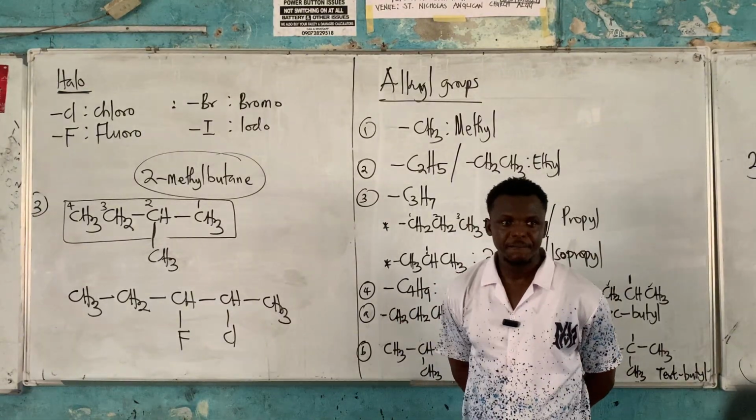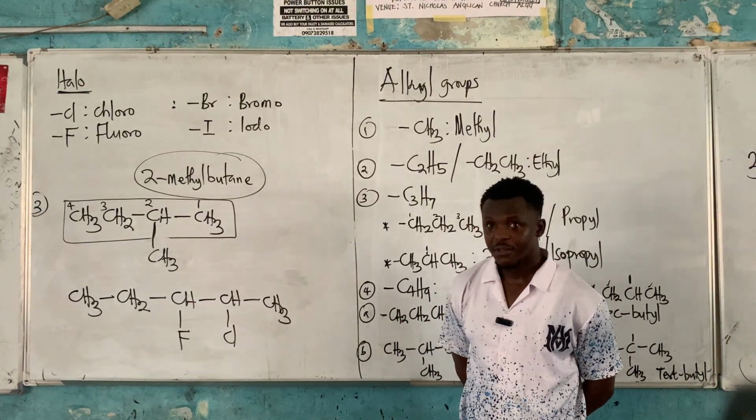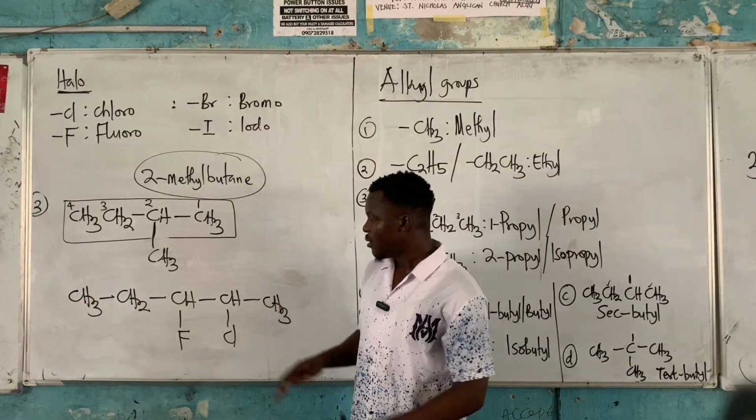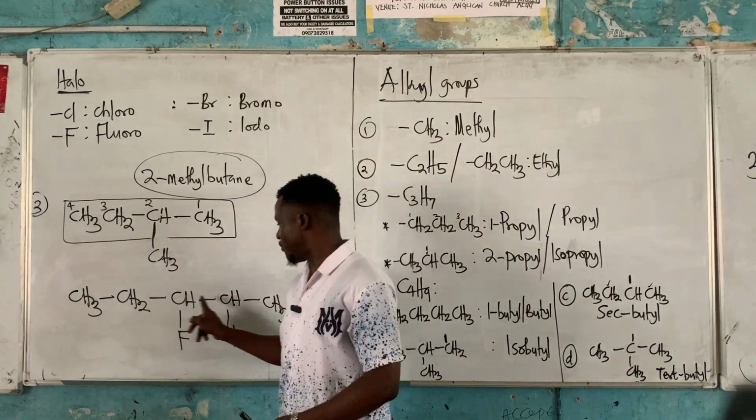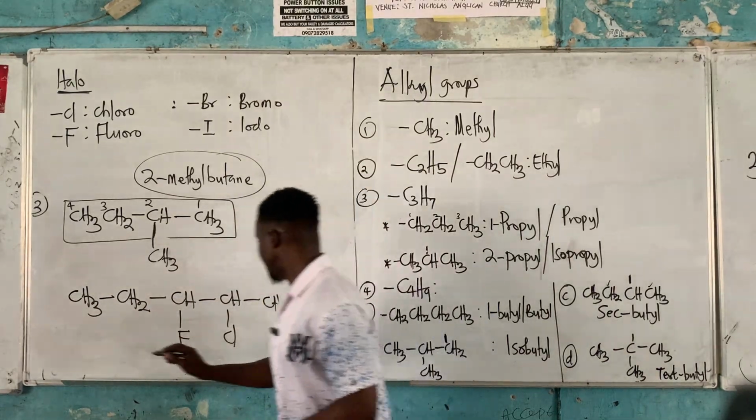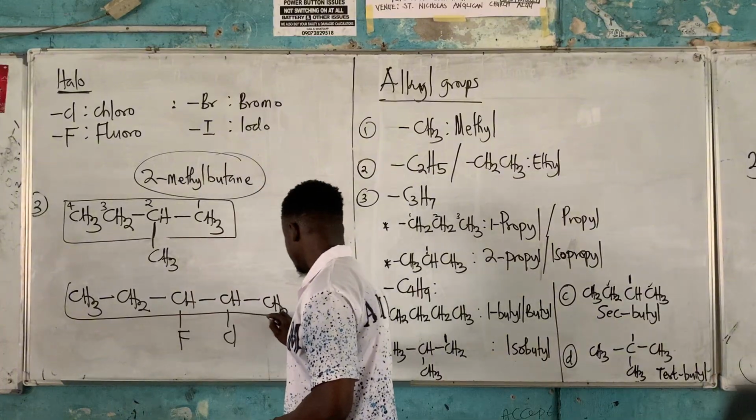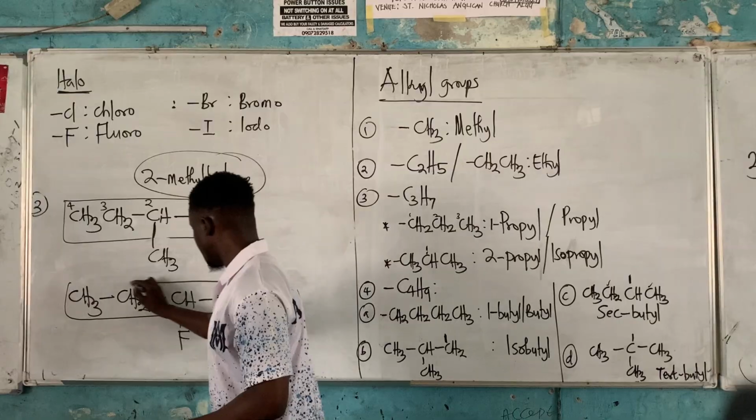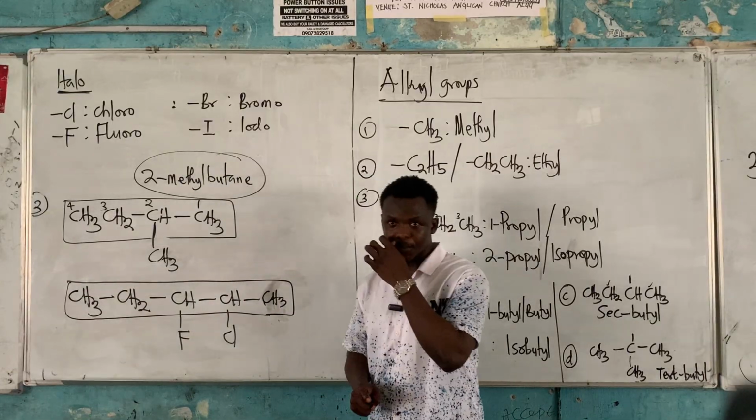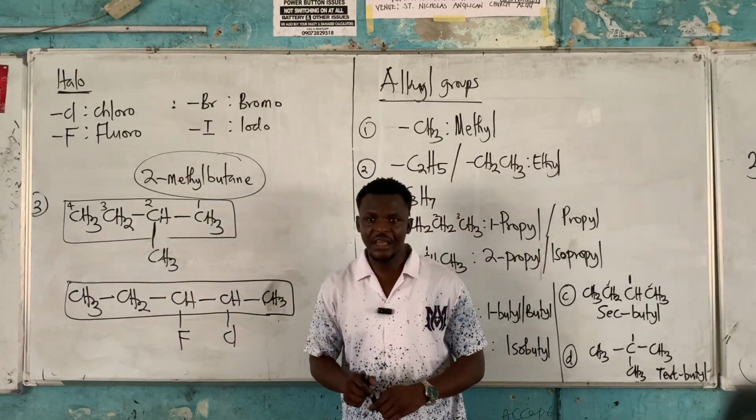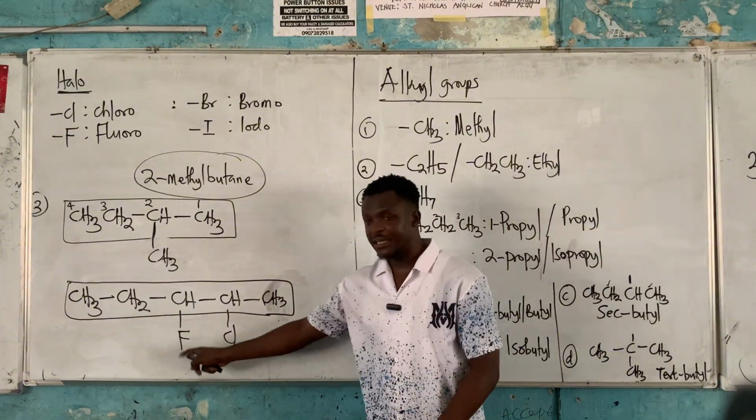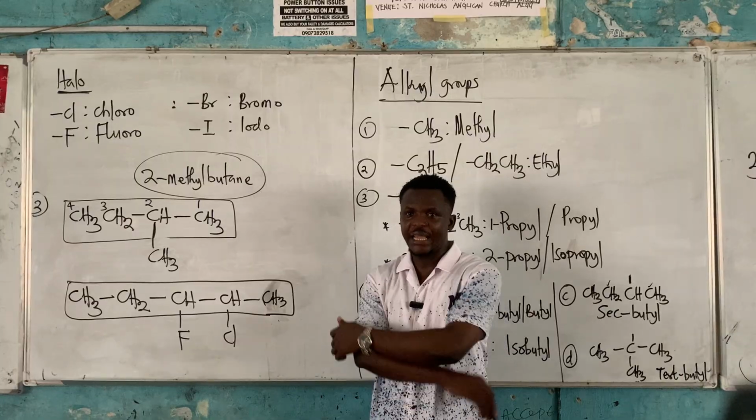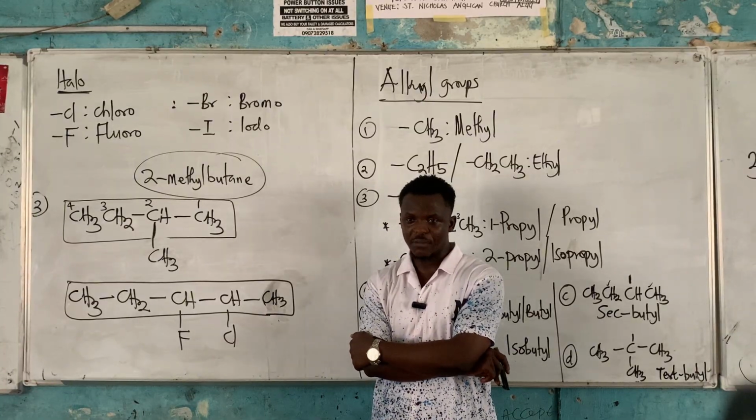Now let's look at this guy. We have 2 substituents there. The parent chain will be 1, 2, 3, 4, 5, a 5 carbon chain. Now, how many substituents do we have here, class? 2. This and this also. So the next thing we are going to do now is to number the parent chain from the side that will give the substituent the lowest number.